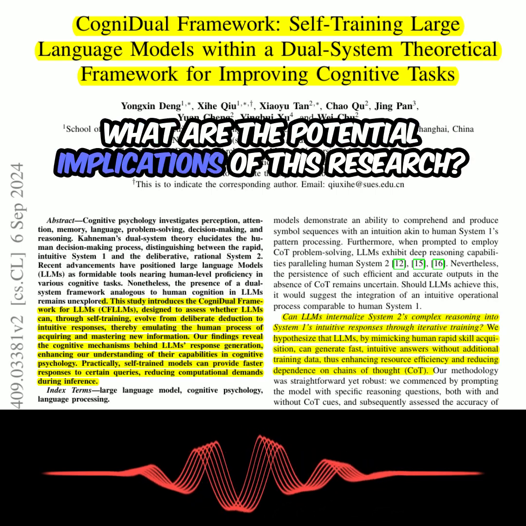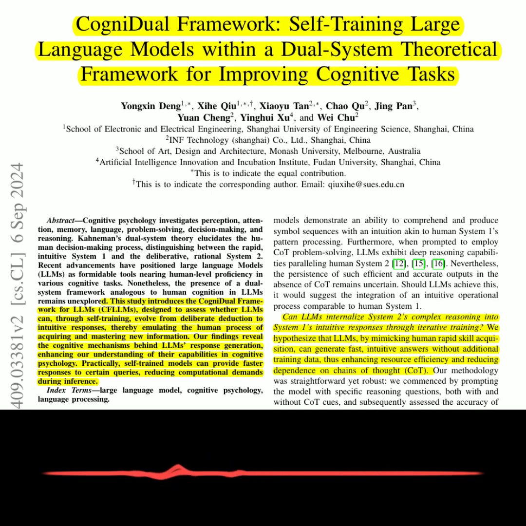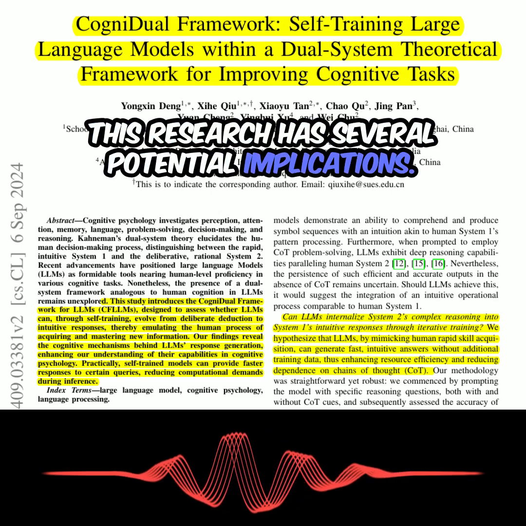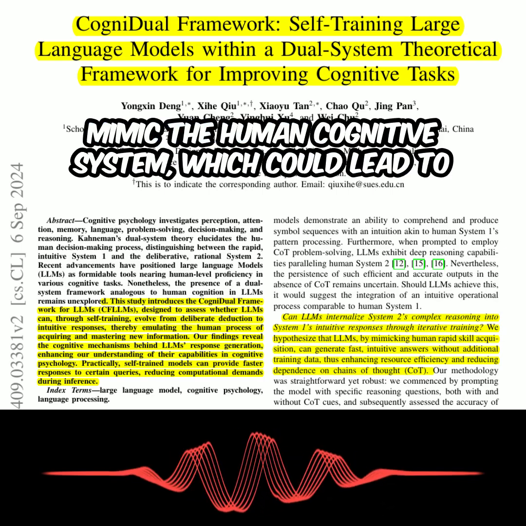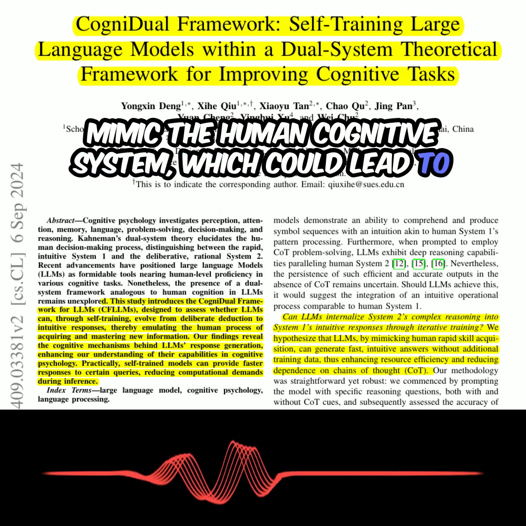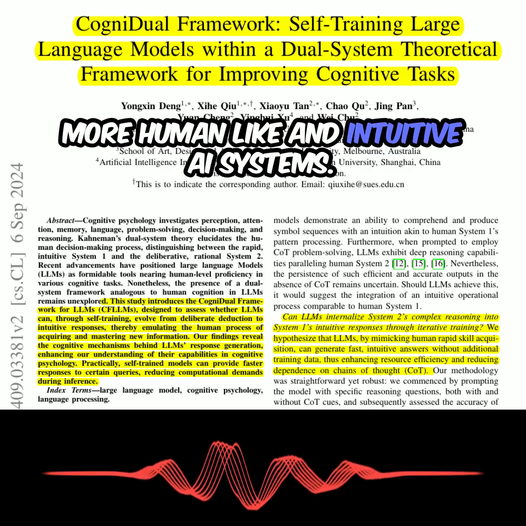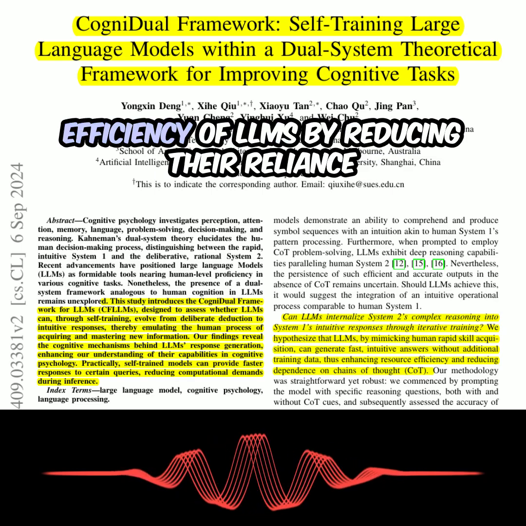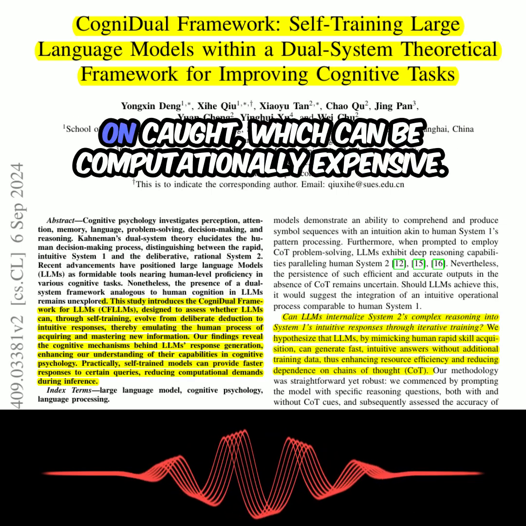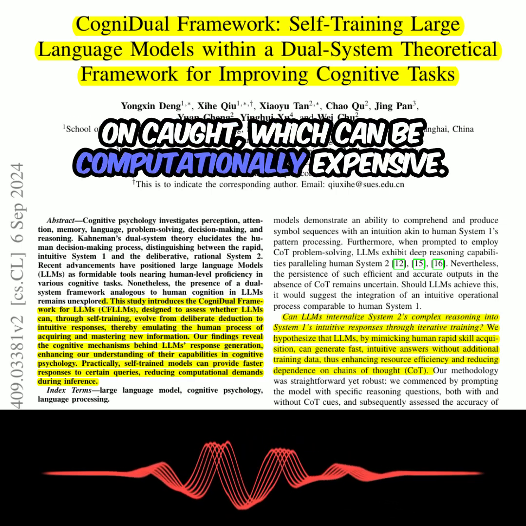What are the potential implications of this research? This research has several potential implications. First, it suggests that LLMs can be trained to mimic the human cognitive system, which could lead to more human-like and intuitive AI systems. Second, the framework could help improve the efficiency of LLMs by reducing their reliance on CoT, which can be computationally expensive.